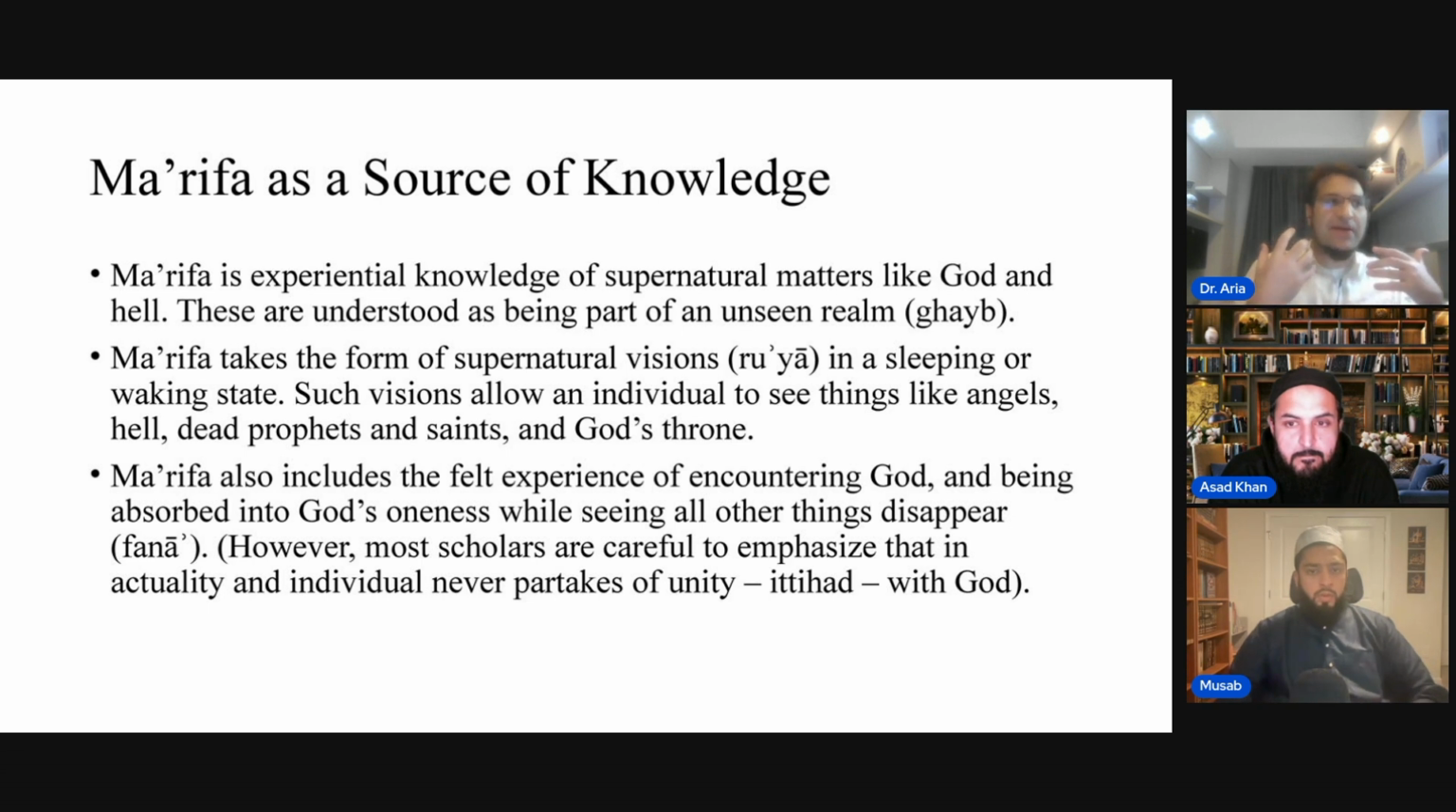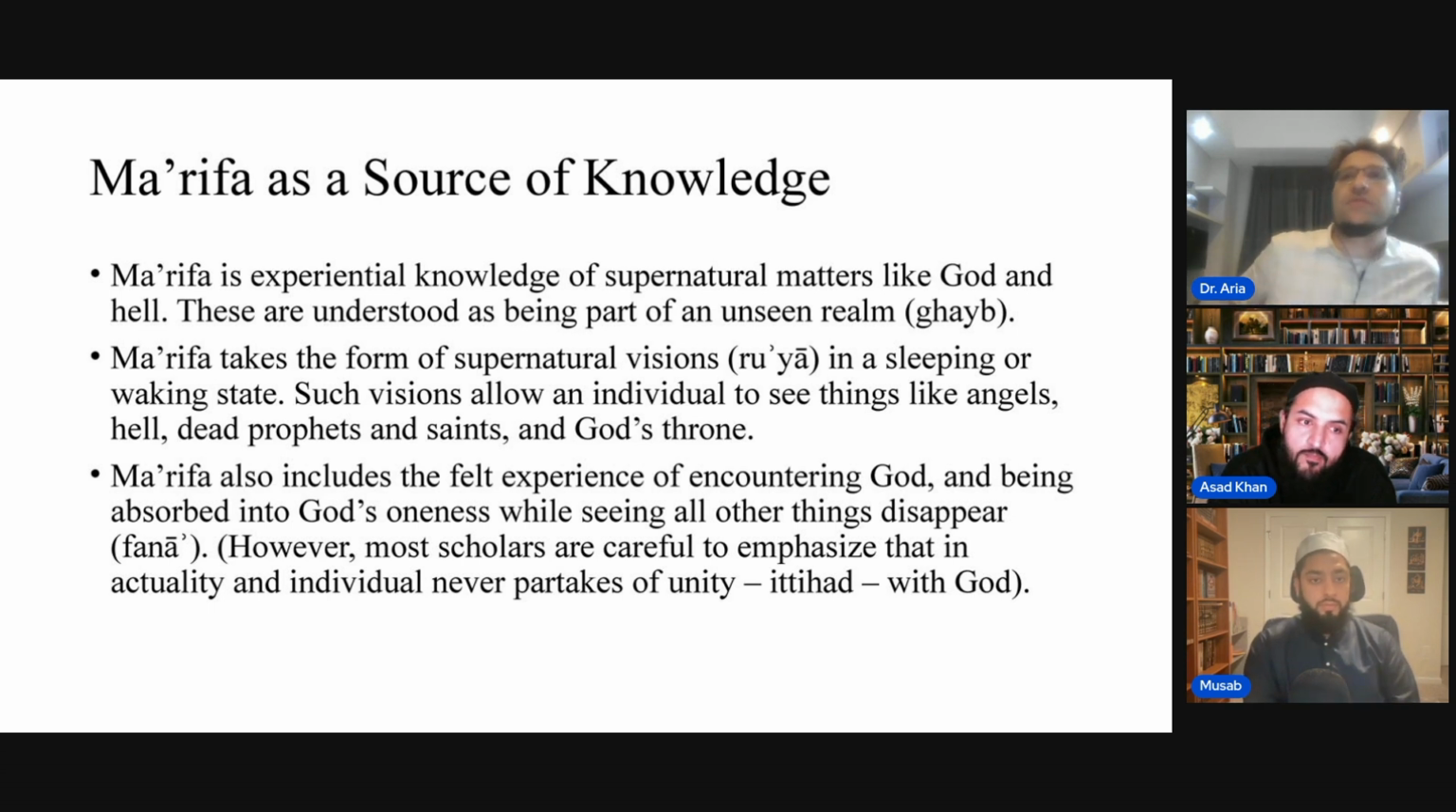Okay, so we have aql, we have naql, we have aql. Now finally we come to ma'rifa. So ma'rifa is also understood in the pre-modern period as being a source of knowledge. So ma'rifa is a type of direct experiential knowledge of supernatural matters, like the existence of God or hell. These things are understood as being part of an unseen realm or ghaib.